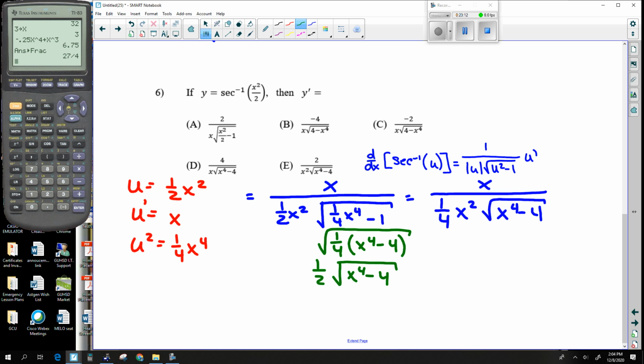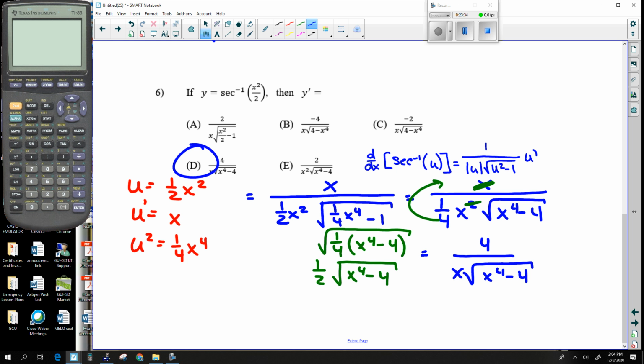Still stuff to do. The obvious one is to cancel off this x with one of those denominator x's, and then multiply by this reciprocal, which would in essence put a 4 to the top. Let's take a look. Looks like answer D to me.